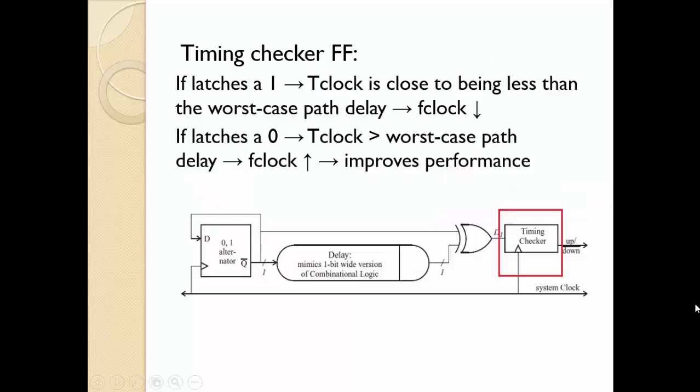If the timing checker flip-flop latches a 1, this signifies that the clock period is close to being less than the worst-case path delay, and the system decreases the clock frequency. On the other hand, if the flip-flop latches a 0, the clock period is greater than the delay through the worst-case path, and the system increases the clock frequency, improving performance. Thereby, the timing checker flip-flop output provides the command signal to increase or decrease the clock frequency by controlling the counting direction of the up-down counter.